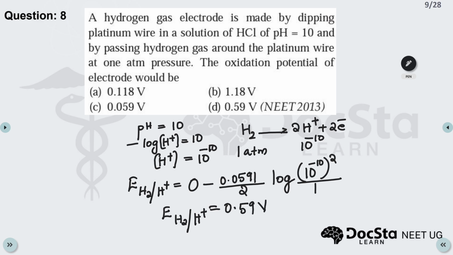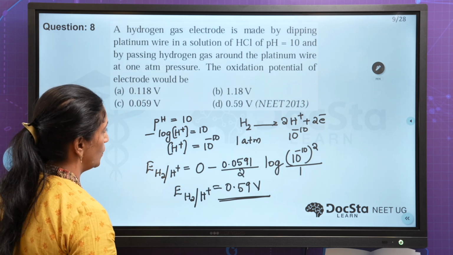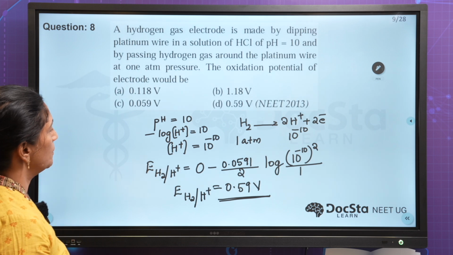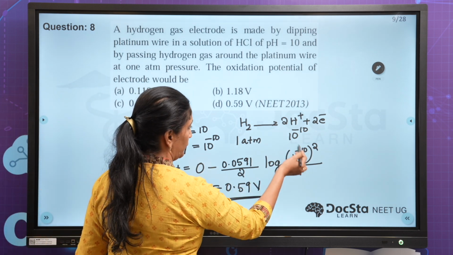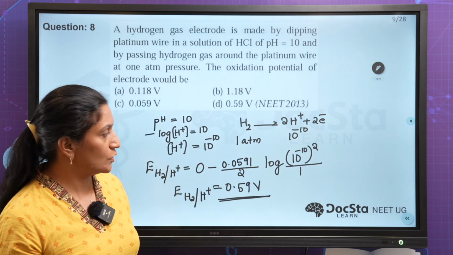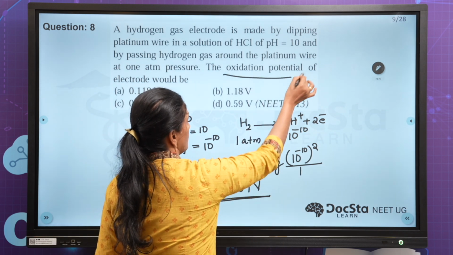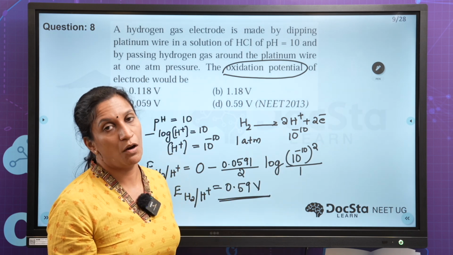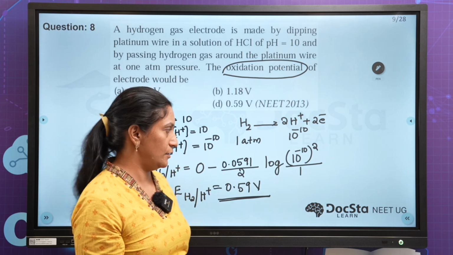0.59 volt. So the answer regarding this question is given by option D, that is the oxidation potential of the electrode. Since it is oxidation potential, you have to take the reverse. In the last question, we have calculated as the log pressure of hydrogen divided by the concentration of hydrogen. But here, since you are asked the oxidation potential, you have to take the log concentration of the H plus ions divided by the pressure of hydrogen. Okay.